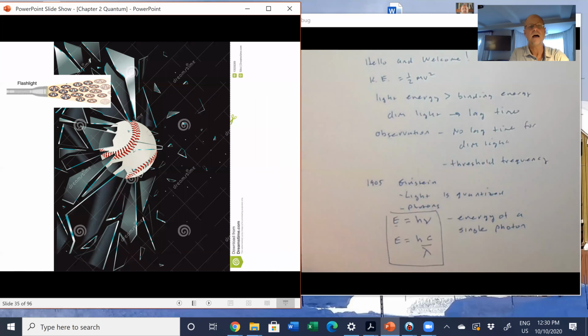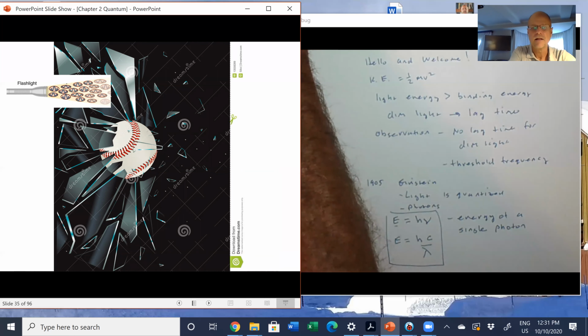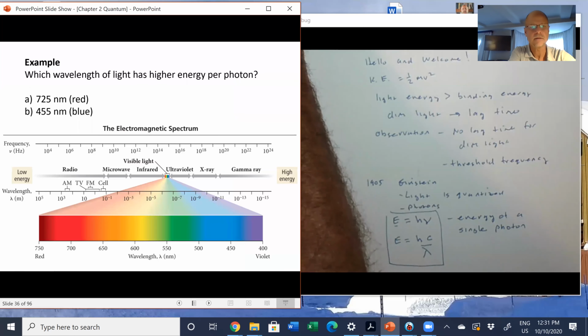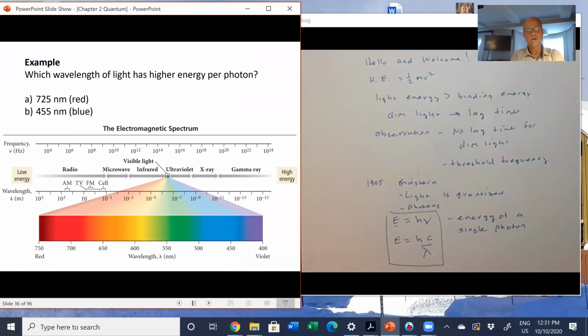On the other hand, if we throw a baseball at the window, that does have enough energy. So that would be like my shorter wavelength, higher frequency photon. You've got to have enough energy in one photon to overcome the binding energy. And so that is the idea behind light being quantized. So notice that based on this, we can have a question like this: which wavelength of light has higher energy per photon? Red or blue? Well, blue light has shorter wavelength and higher frequency, therefore it has higher energy.